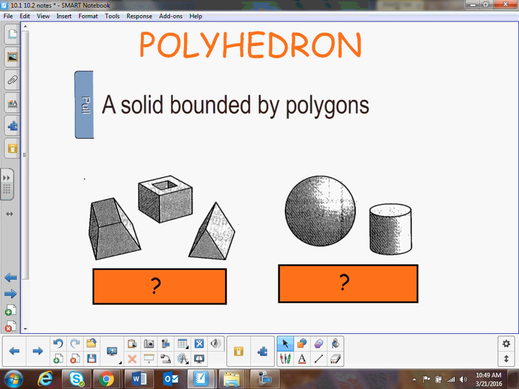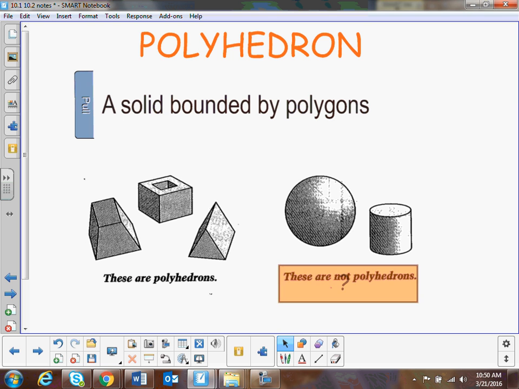So, based on the solids shown below, which ones would you say are the polyhedrons? On the left, these right here. So all of these are polyhedrons. See, every face is a polygon. Okay, these are solids, which you can still find the volume of. These are not polyhedrons because they're rounded and curved.